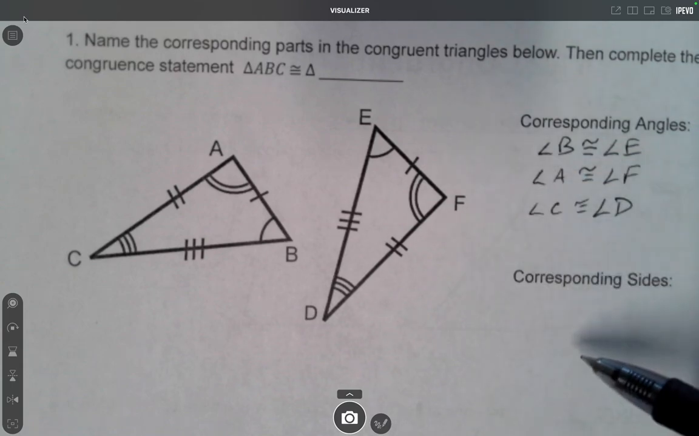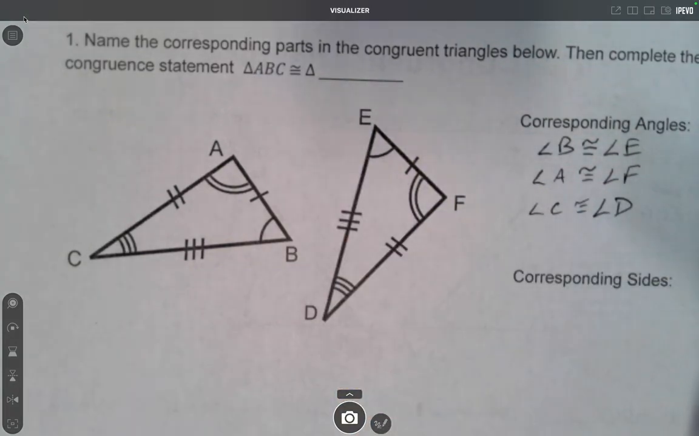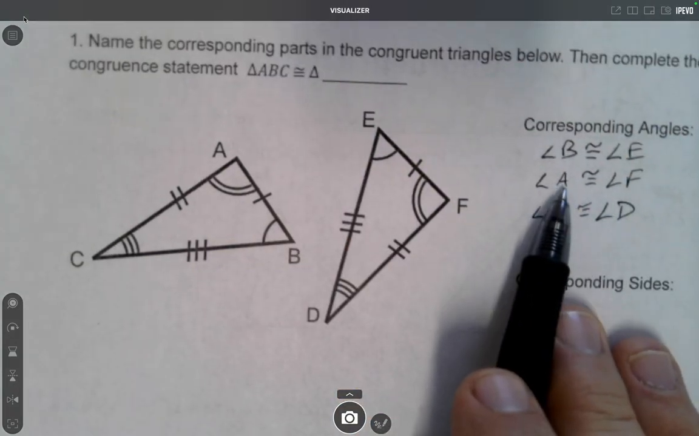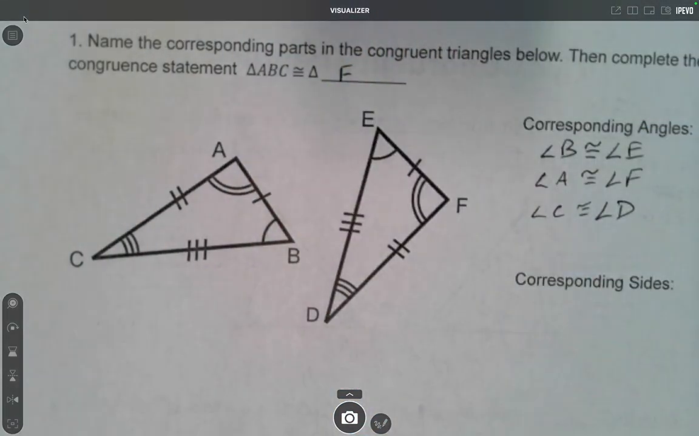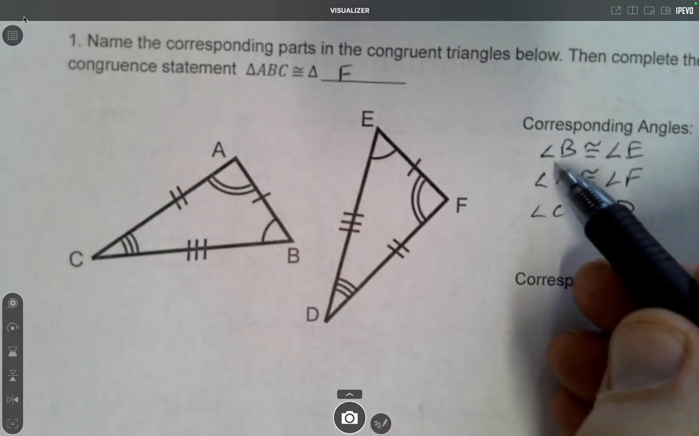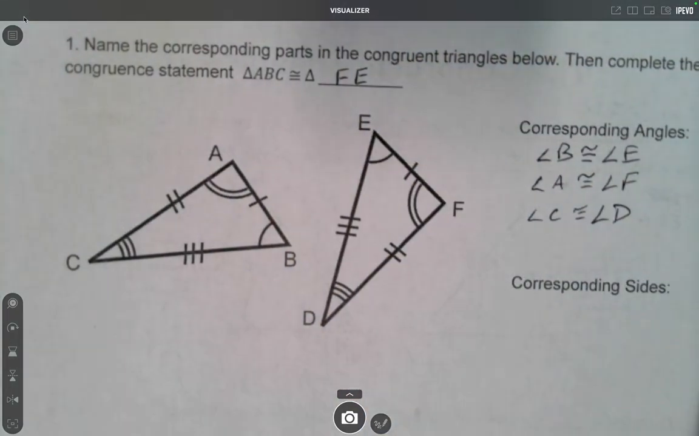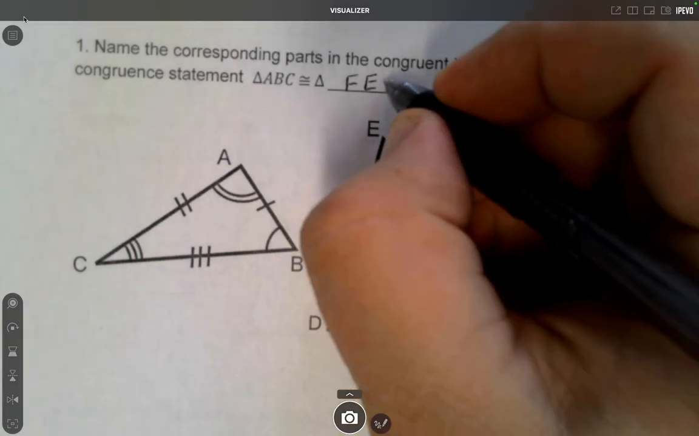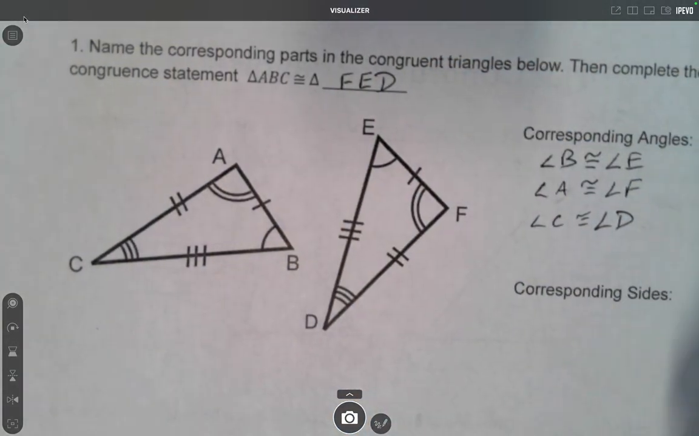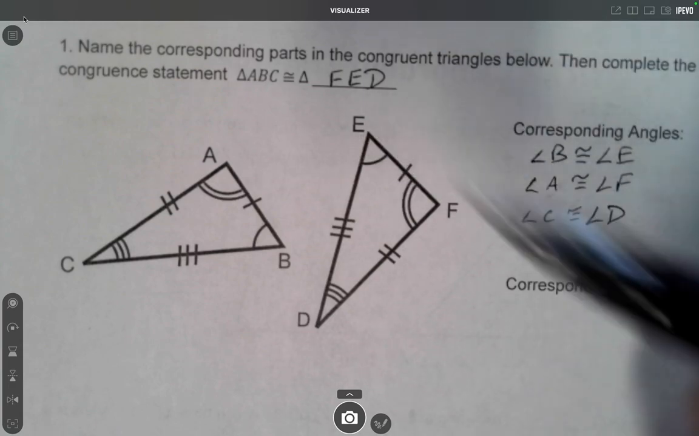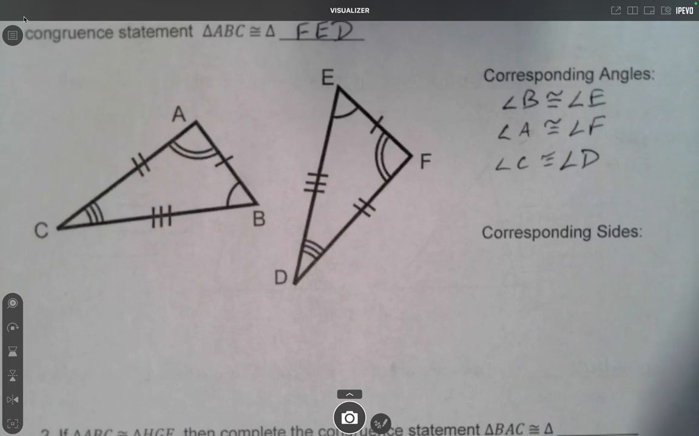Before we do the sides, let's go ahead and fill this in up here, because now we know what A, B, and C correspond with. The A goes with the F, so I put F first. The B goes with the E, so I put E second. And the C goes with the D, so I put D last. So triangle ABC is congruent to triangle FED. Now let's go through and talk about their sides.